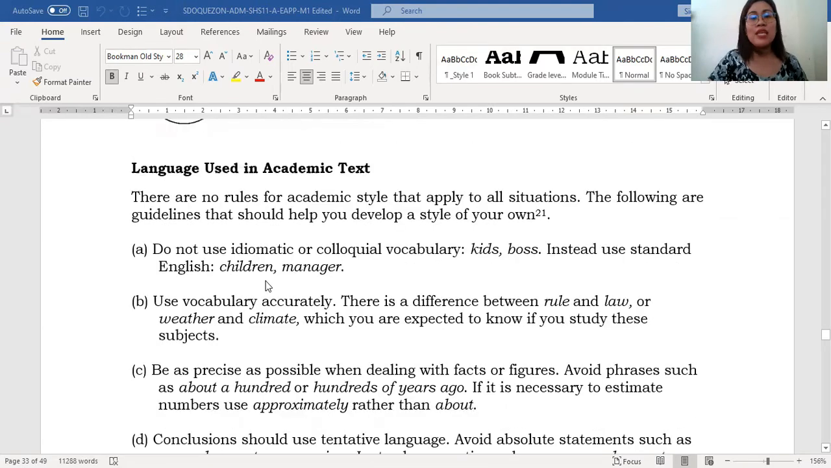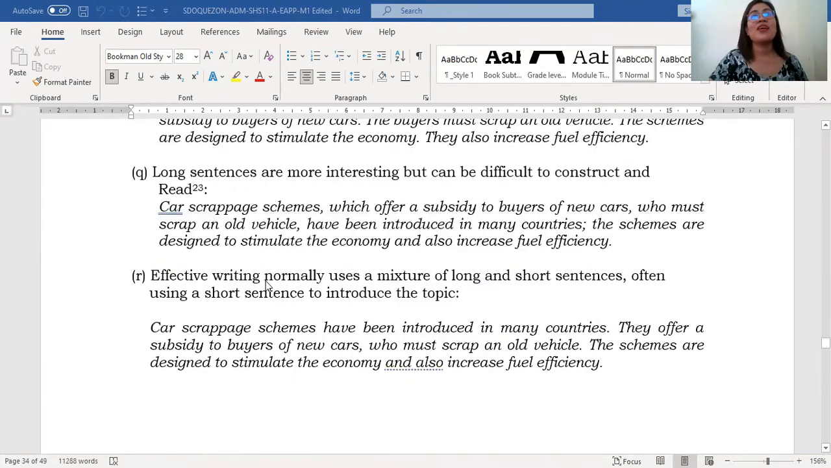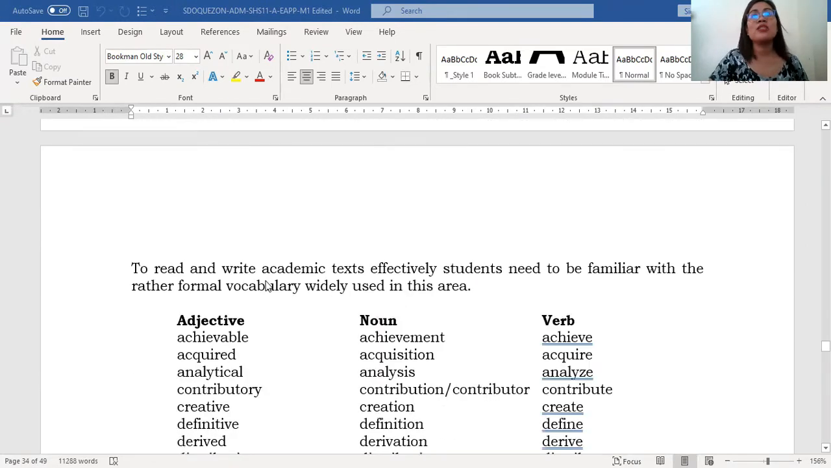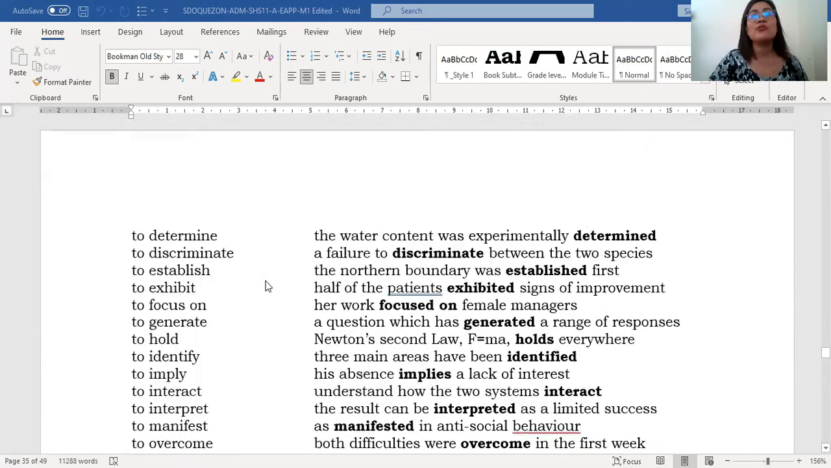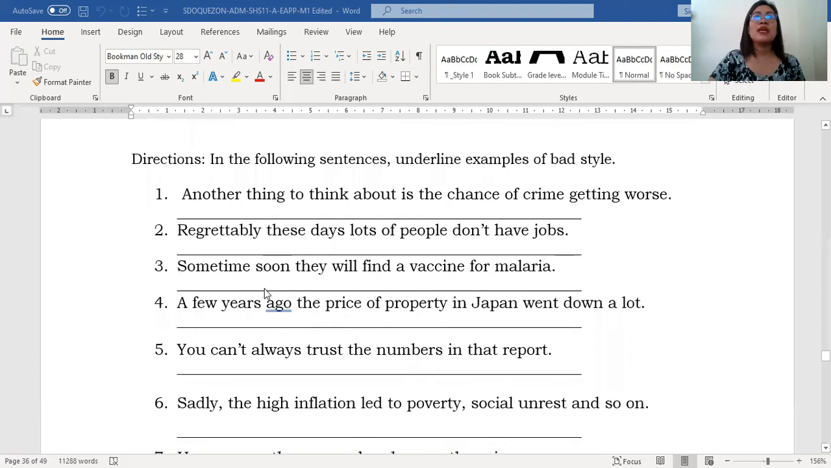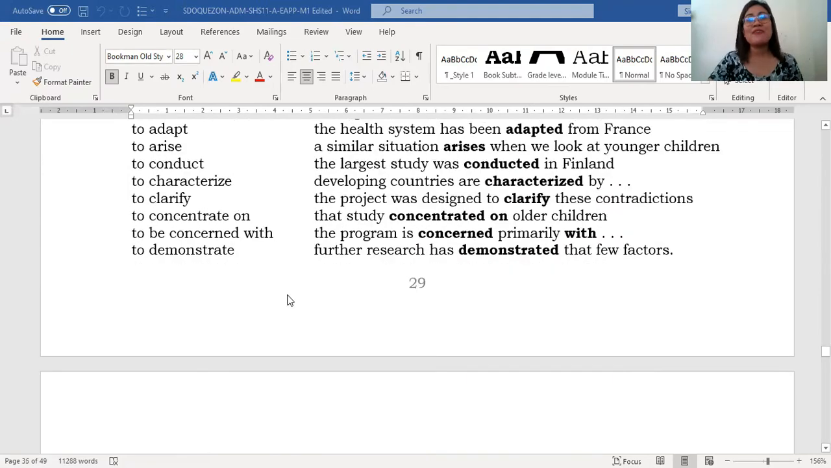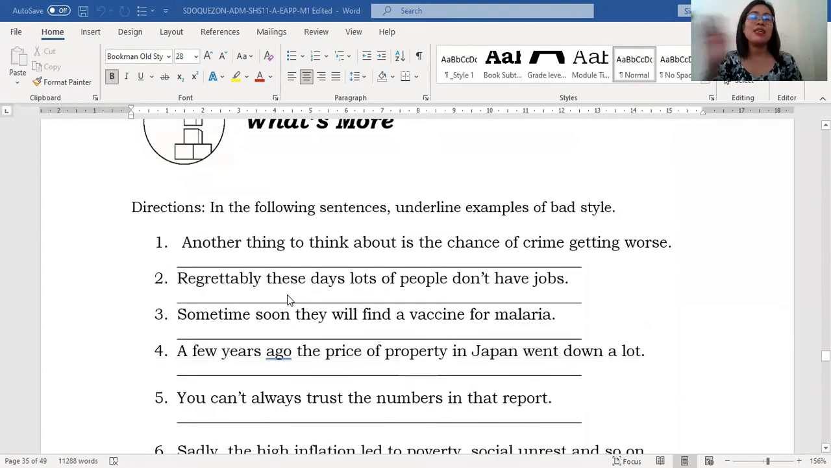Just read them carefully and understand them carefully, and things will be easier for you to do on the next part of this module. So that would be for pages 27 to 30. Okay, so that is the content of the do's and don'ts in writing academic texts. For what's more, you'll just have to underline the examples of a bad style. You'll be able to answer this by, of course, reading pages 27 to 30, which will give you the vivid explanation of how an academic text should look like.